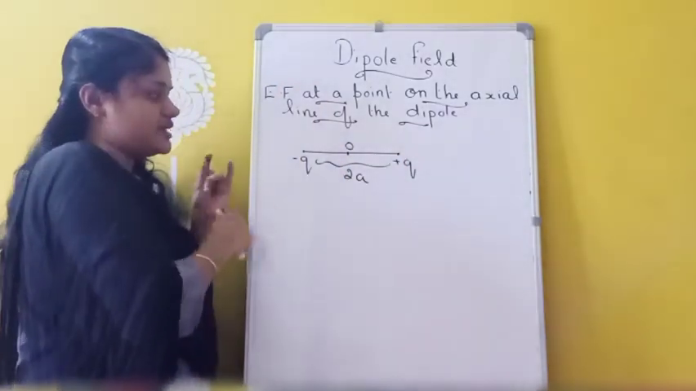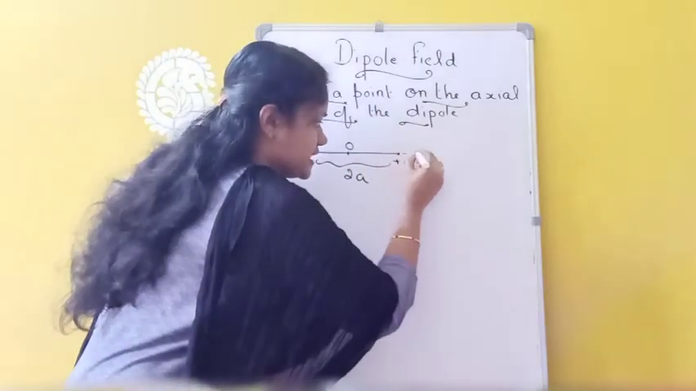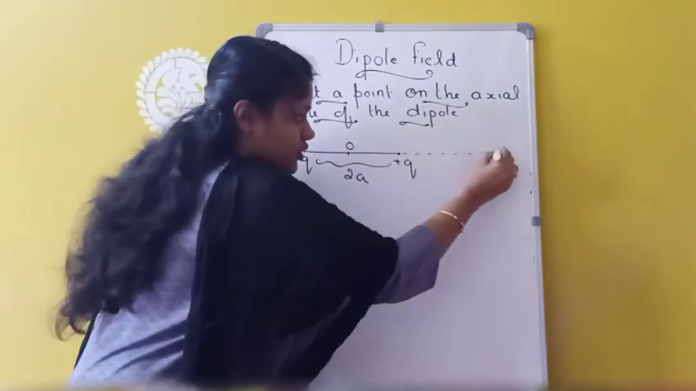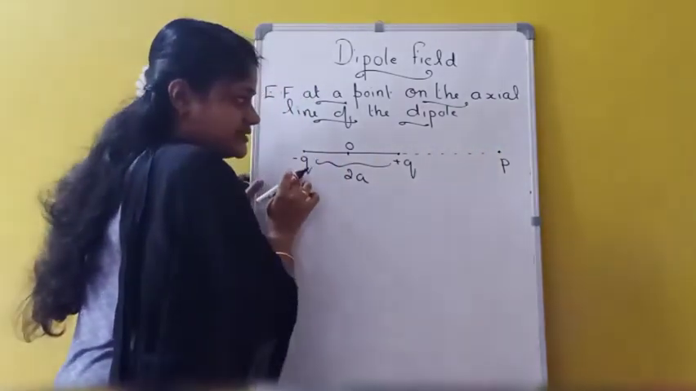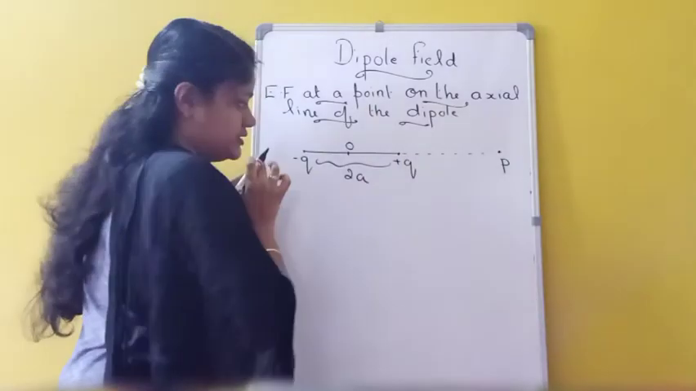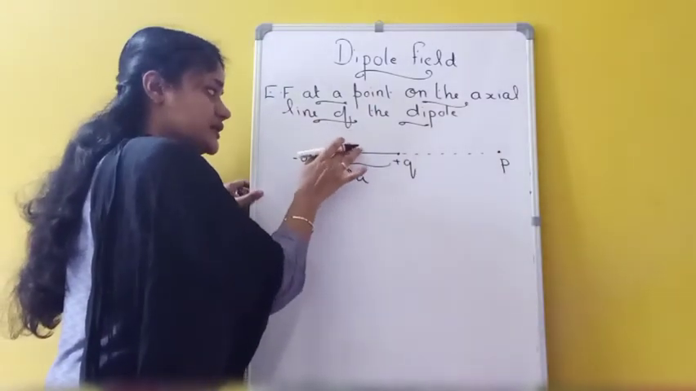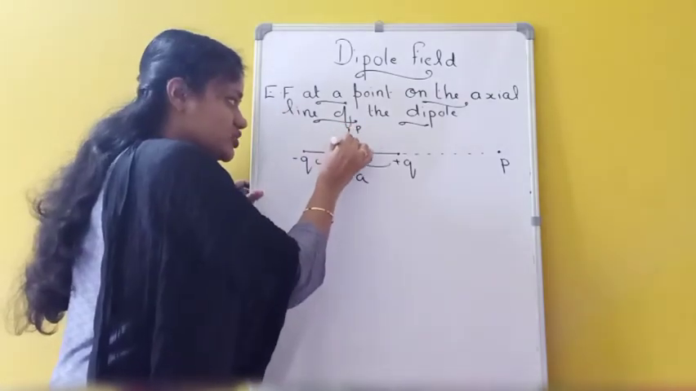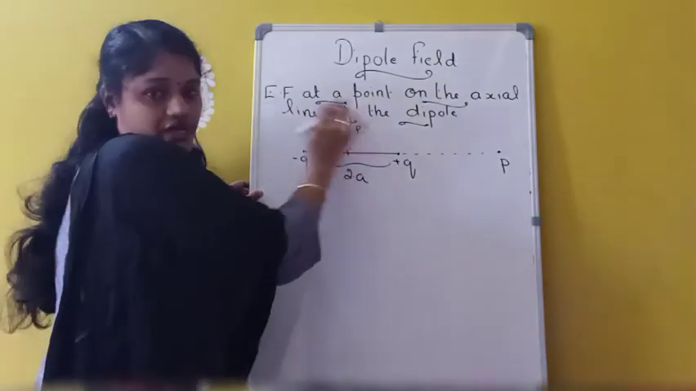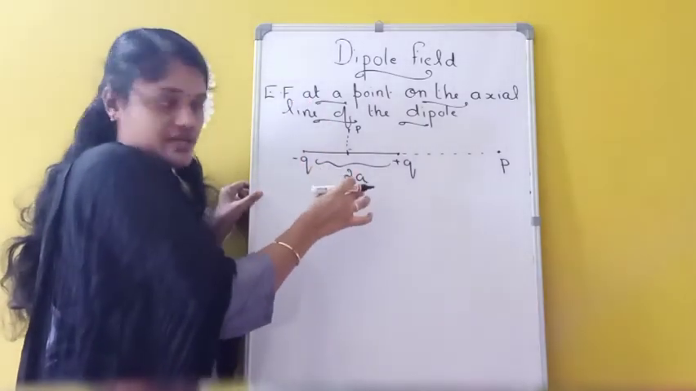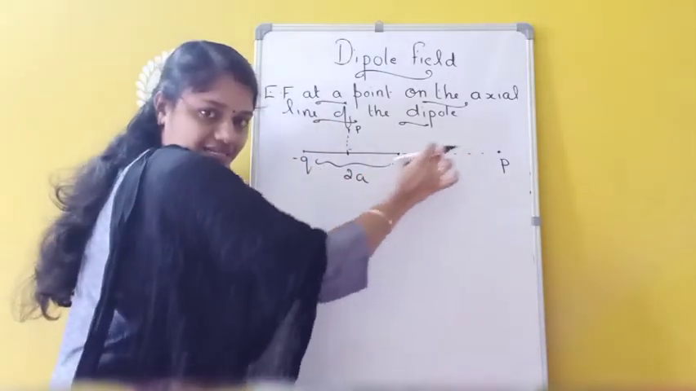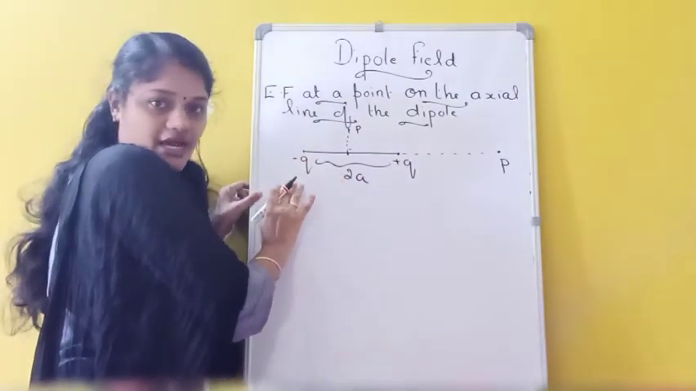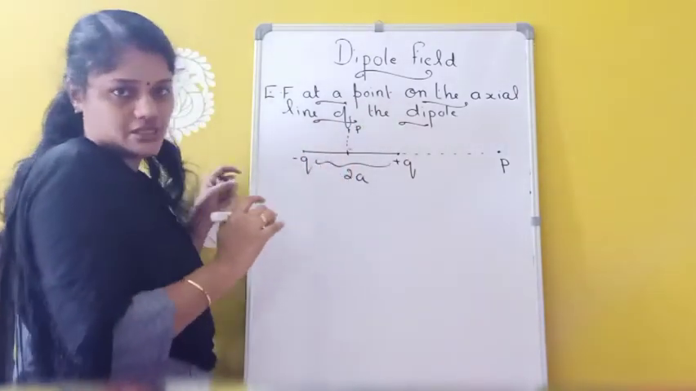So axial line means, suppose I am drawing the axis of the dipole. So this is the axial line, and if you consider a point P here along the axis of the dipole, this is called the axial point. And if you consider a point here perpendicular to the dipole, that is called the equatorial point. And we have to find the electric field at a point on the axial line as well as on the equatorial line. So first of all, we have to find the electric field at a point on the axial line of the dipole.